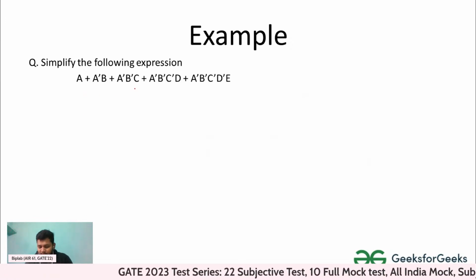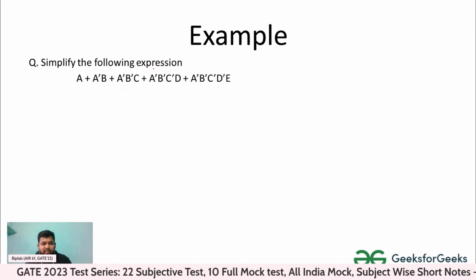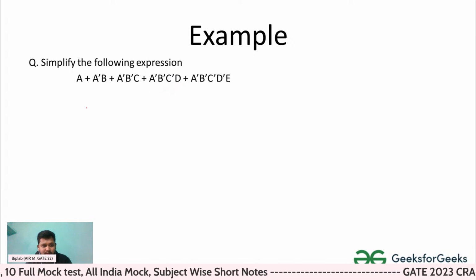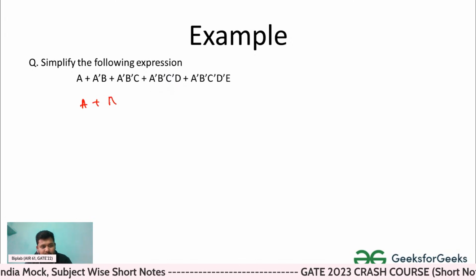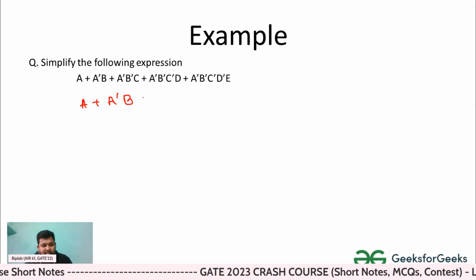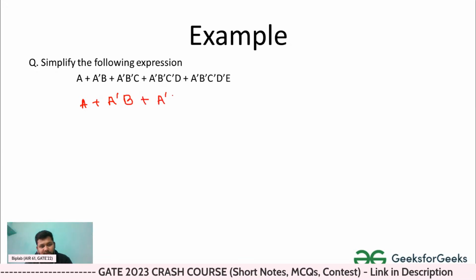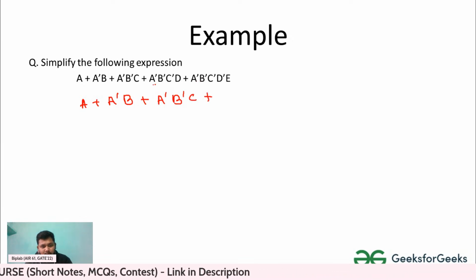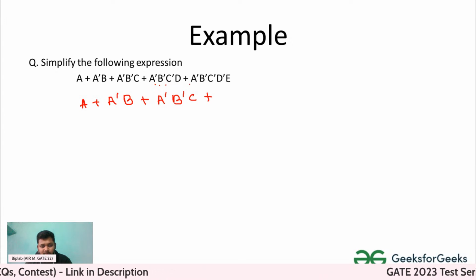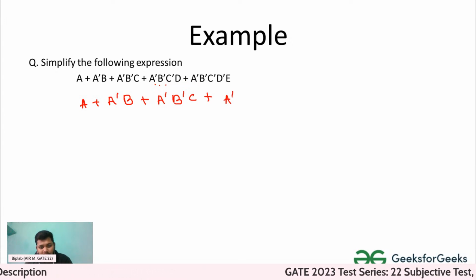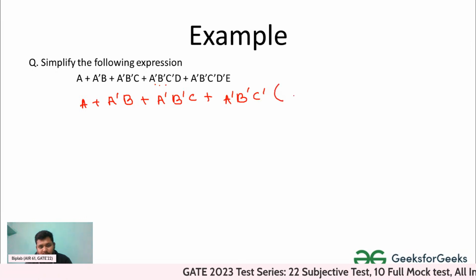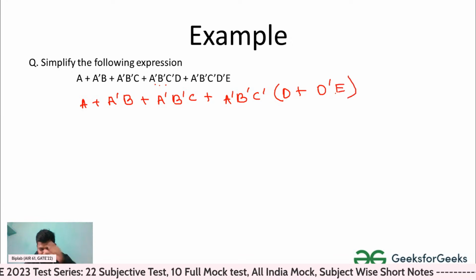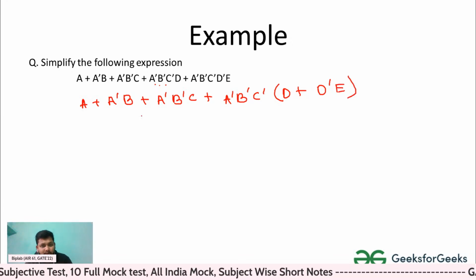Okay. So now let's simplify. Simplify this expression. This is not a very difficult one. You can look at this and directly go forward with this question. A plus a bar b plus a bar b bar c plus... Now look at this here. A bar is common, b bar is common, c bar is common also. So a bar b bar c, if you take those as common, you will be left with d plus d bar e.